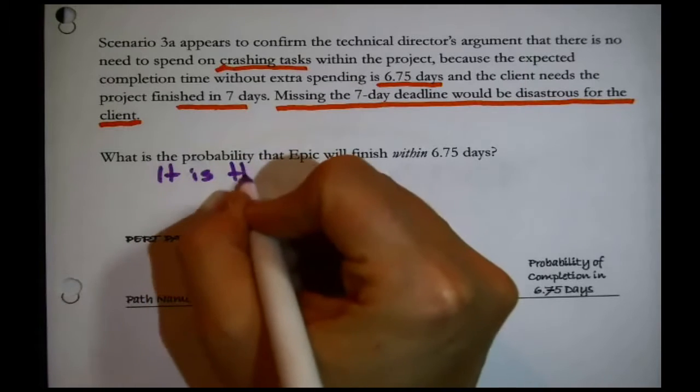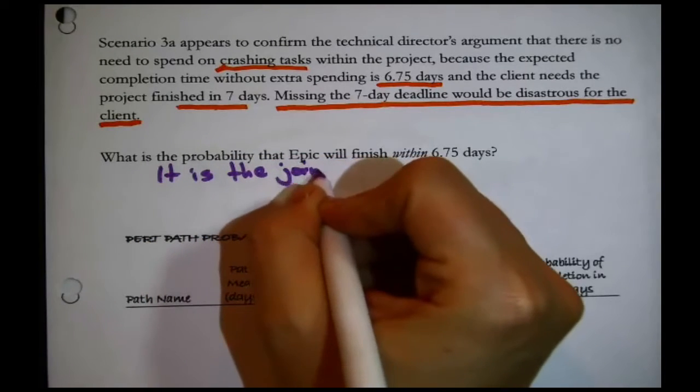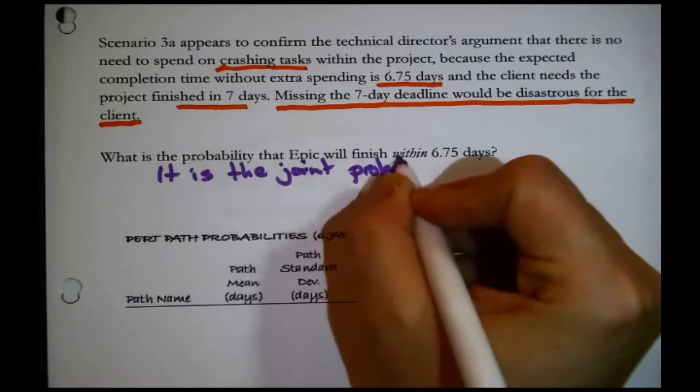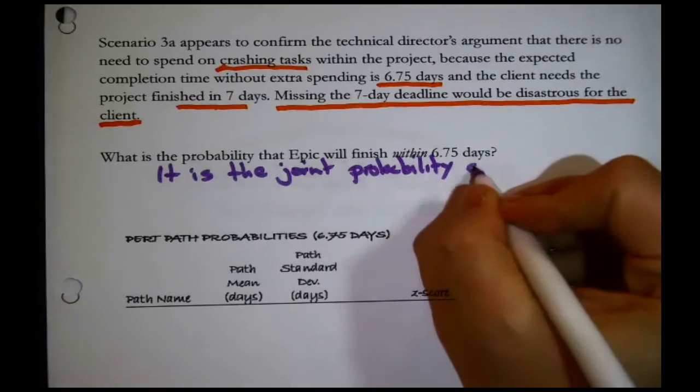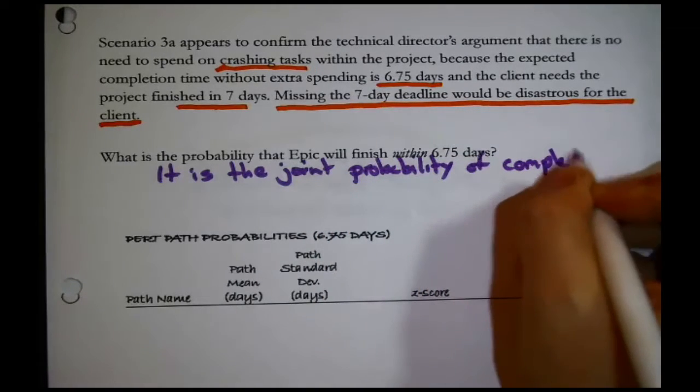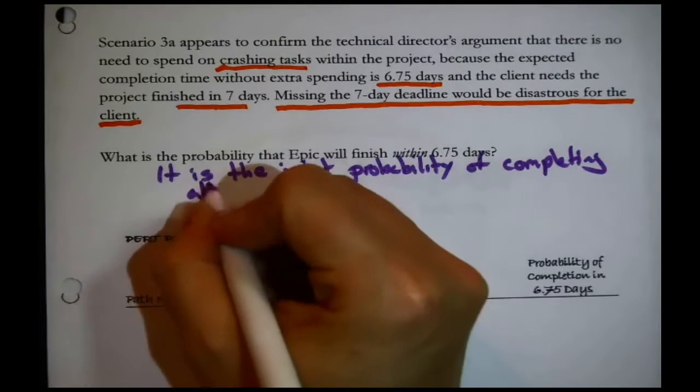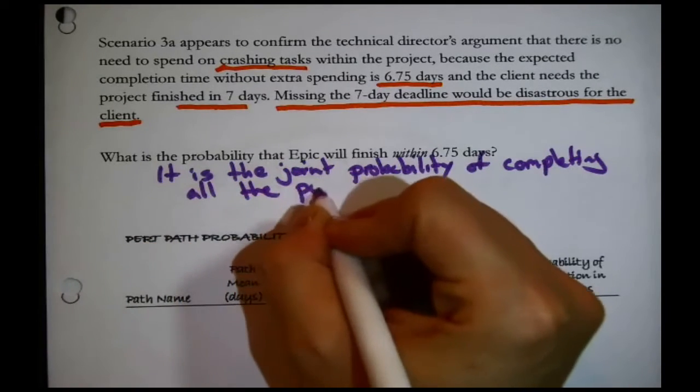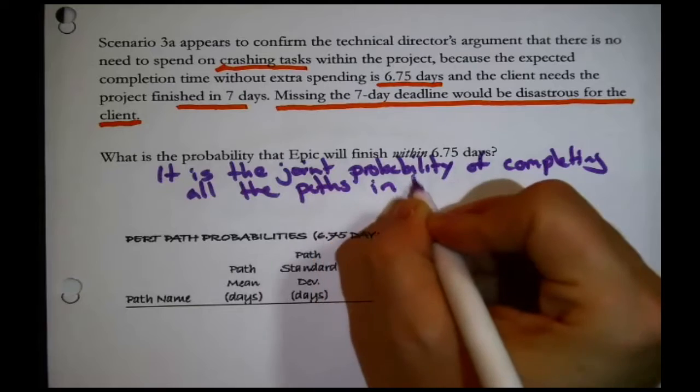It is the joint probability of completing all the paths in that time.